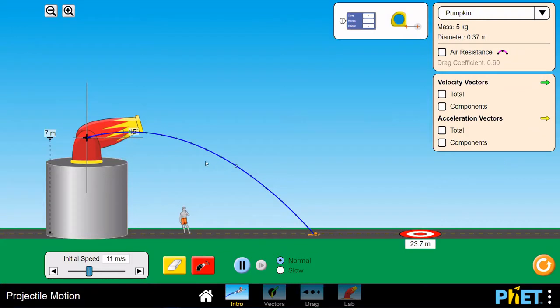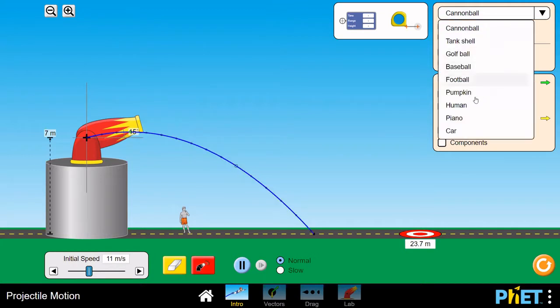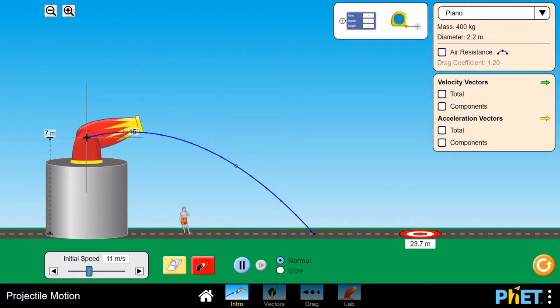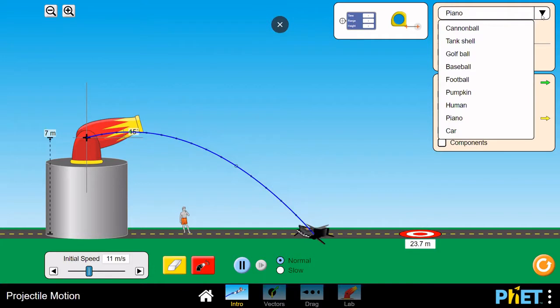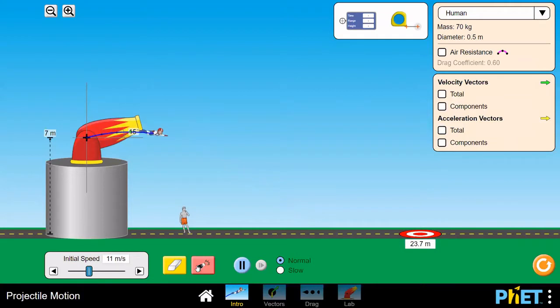One of the nice features about this simulation is that you can change what you're launching. Right now it looks like we're launching, what is that, a pumpkin? Not a very big pumpkin. What else do we have here? Cannonball. That's a traditional choice. Ooh, a piano, I like that. I'm not in favor of smashing pianos, but that's dramatic. Ooh. And conspicuously missing from this list is a kitty cat. I don't know what they were thinking, but we can launch a person. Whoops. Human. Head first. Okay, no helmet. Oh, he does have a helmet.